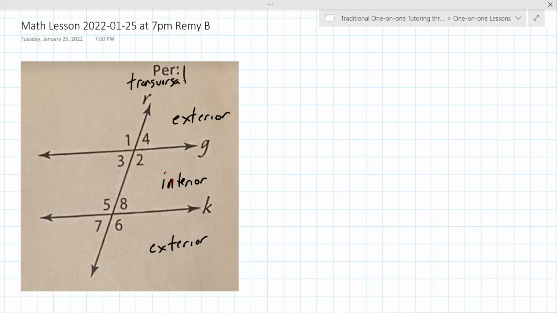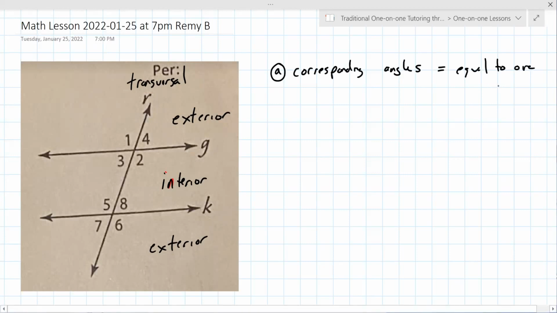Okay. All right. So the first thing that it asks for, letter A, is it wants to know the corresponding angles. Corresponding angles means that they're equal to one another. So let's start with angle 1. Angle 1 is congruent to angle 5.